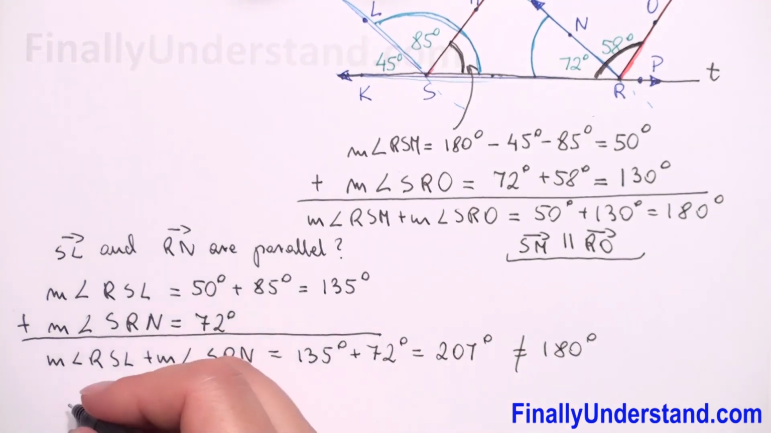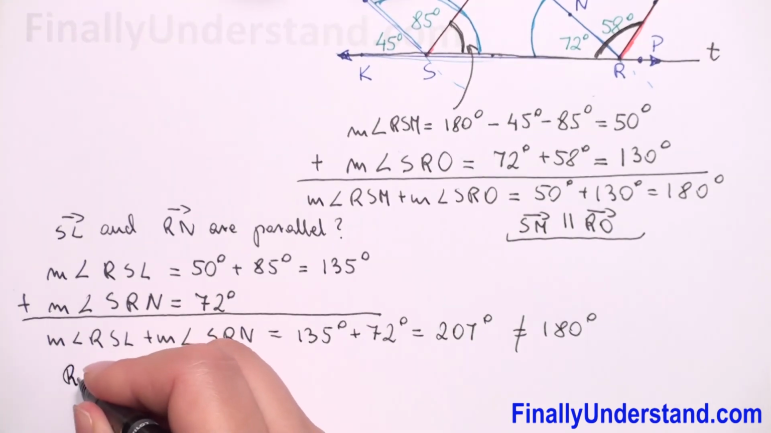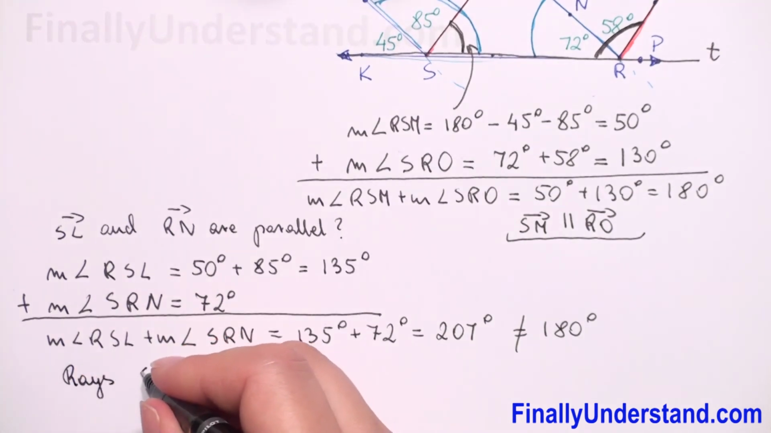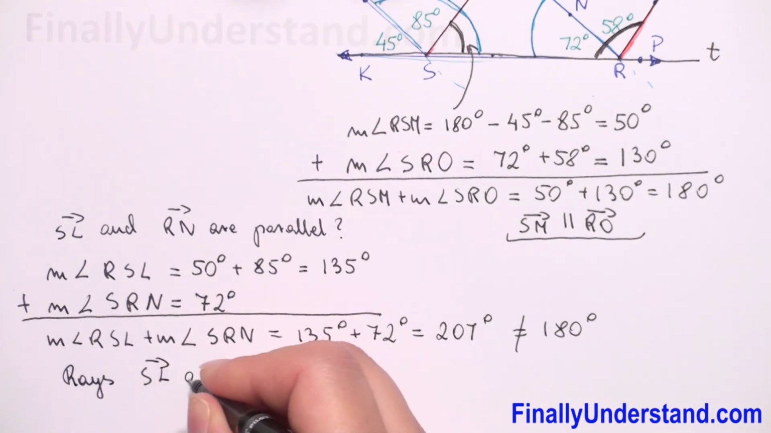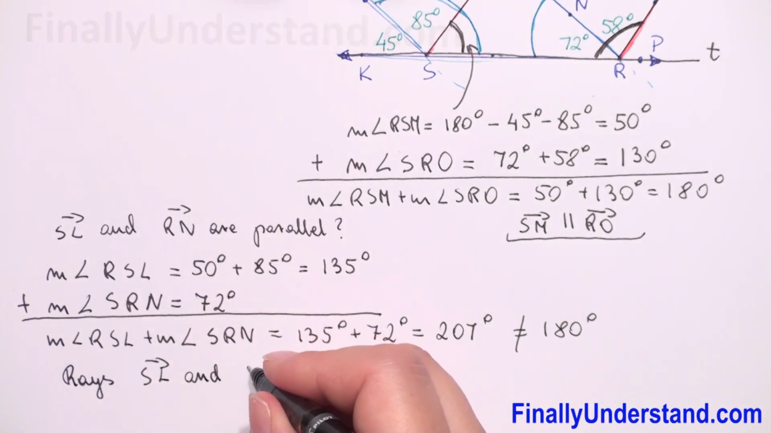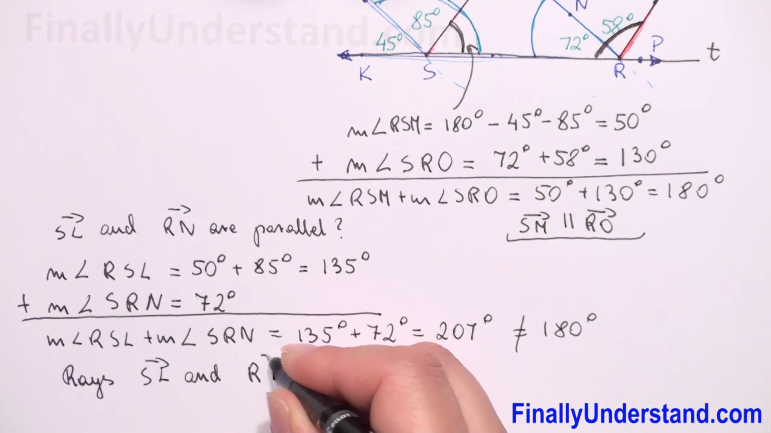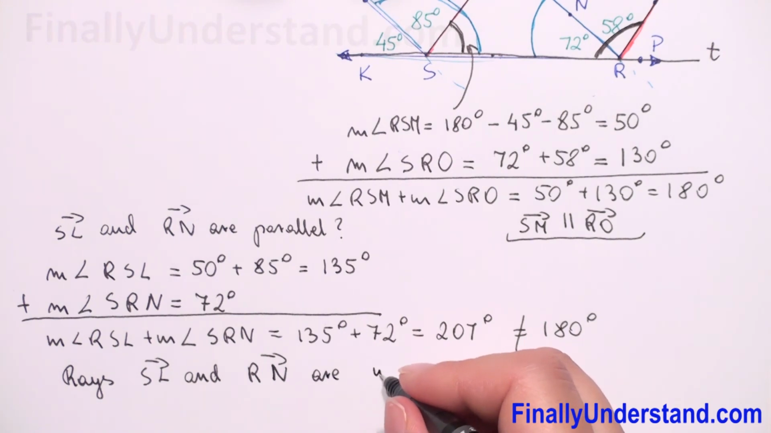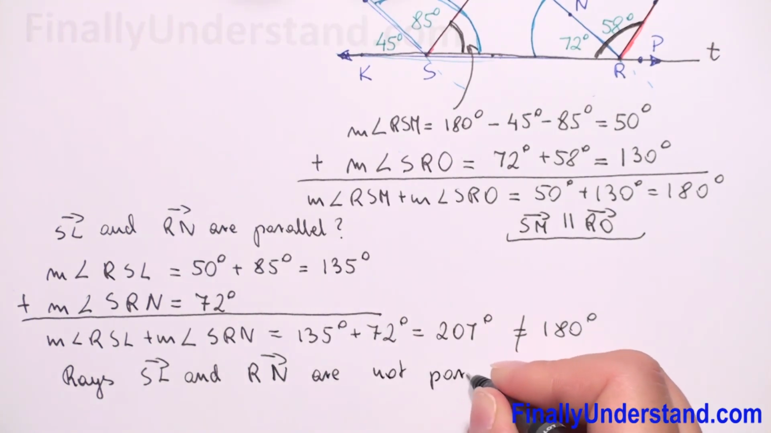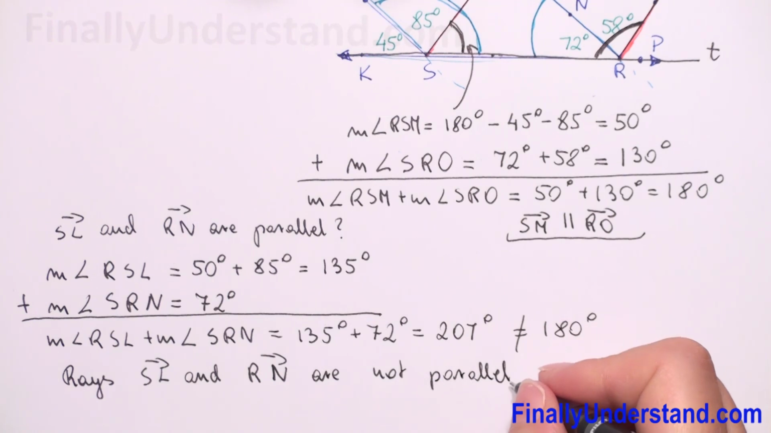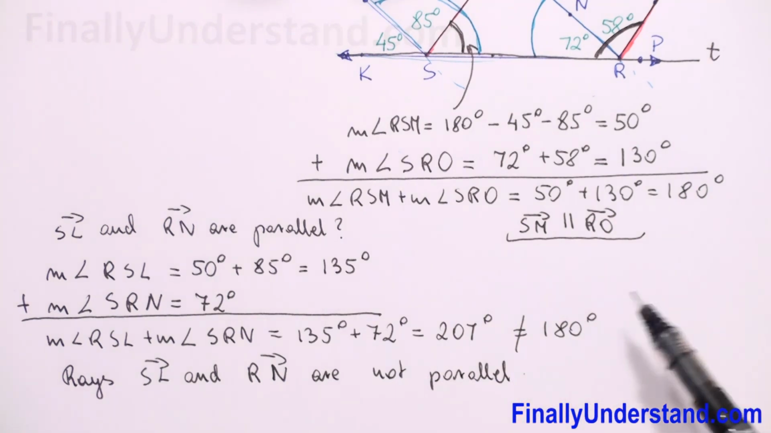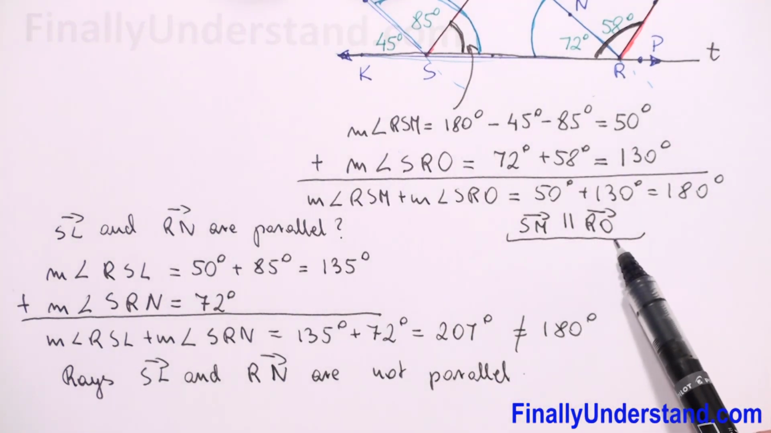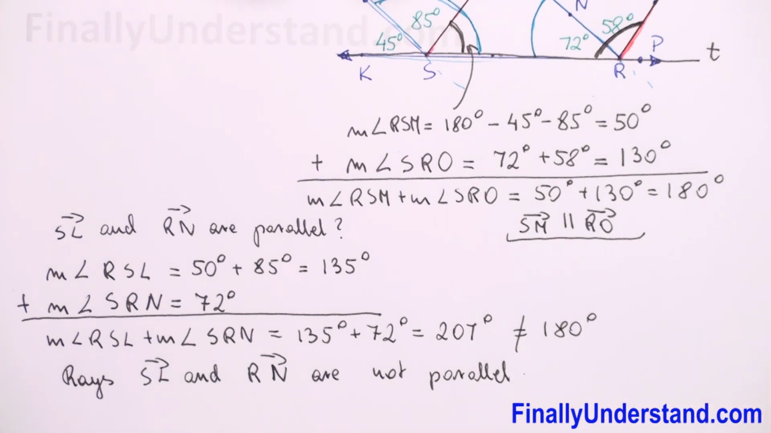So let me write this, that rays SL and RN are not parallel. So we found that rays SM and RO are parallel and rays SL and RN are not. This is my solution.